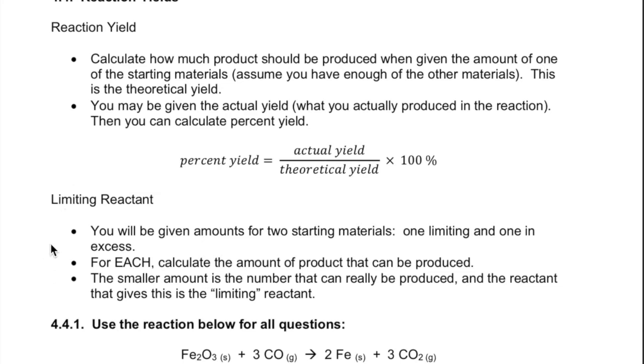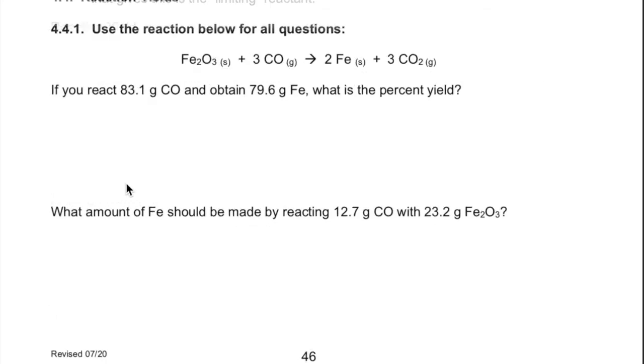So this is a percent yield problem. The other problem we can have is if we have two different ingredients that we can use to do a reaction, and we want to determine which of those ingredients we're going to run out of first and how much product we're going to be able to make with that limited amount of starting material. So let's try a few examples of this.